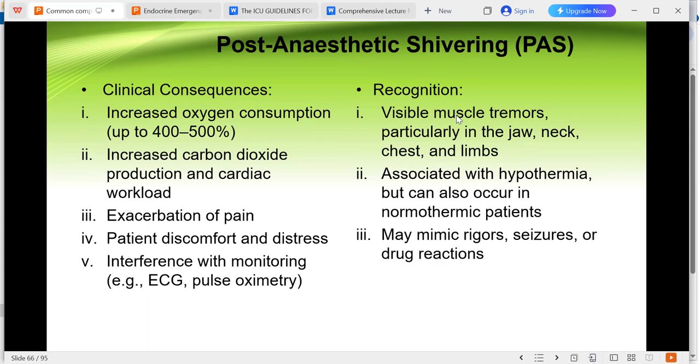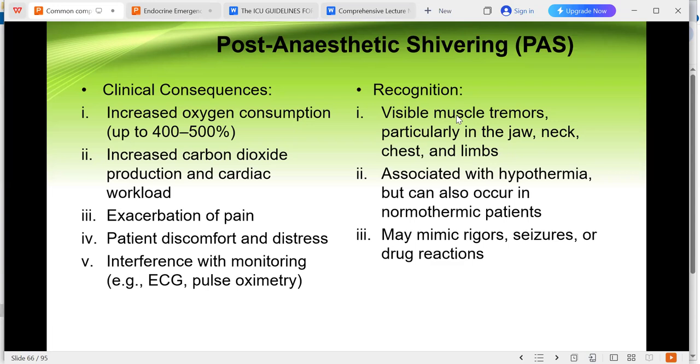There could be increased carbon dioxide production, leading to increased cardiac output, and very, very important, it leads to patient discomfort and distress. In fact, some patients consider post-anesthetic shivering and post-operative nausea and vomiting two very important fears of anesthesia, not even the surgery itself, not the fear of dying from drug overdose, but the fear of PONV and post-anesthetic shivering makes a lot of people very apprehensive about anesthesia.